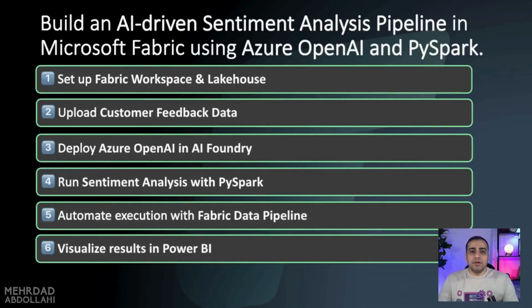So our goal is building an AI-driven sentiment analysis pipeline in Microsoft Fabric using Azure OpenAI and PySpark. The steps are setting up a Fabric Workspace and Lakehouse, uploading customer feedback data, deploying Azure OpenAI in AI Foundry, running sentiment analysis with PySpark, and automate the execution with our data pipeline, and then visualize it in Power BI.